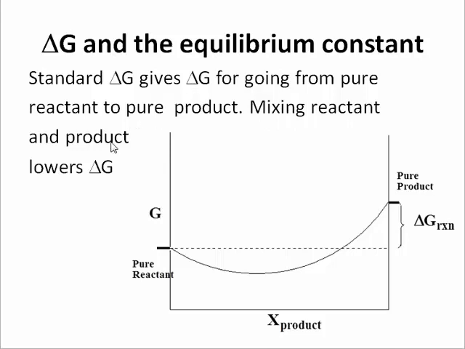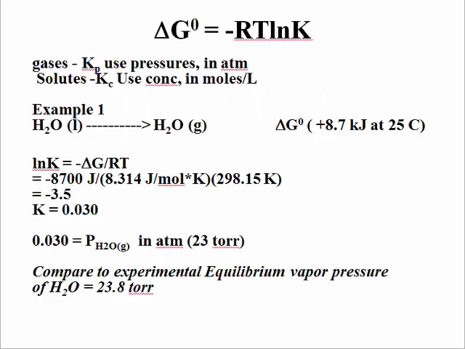However, mixing reactant and product lowers delta G, which means that somewhere in the middle will be the lowest possible value of G. Okay, it can be shown that the standard delta G is equal to negative RT times the natural log of K, where K is the equilibrium constant.